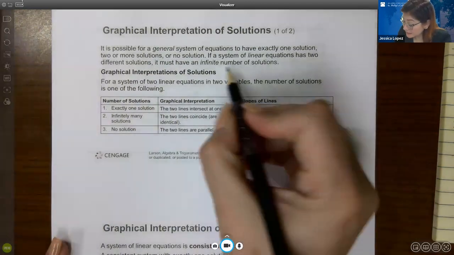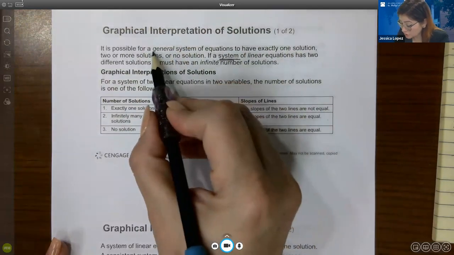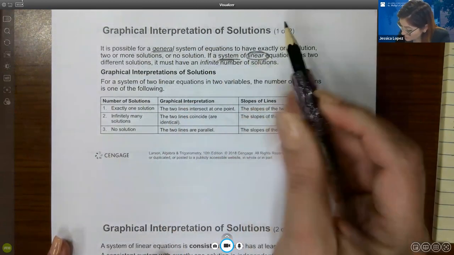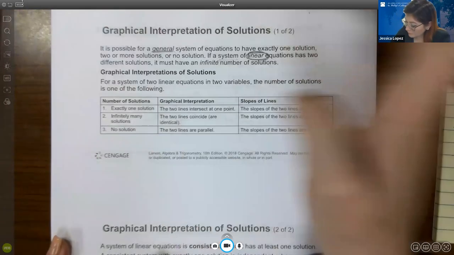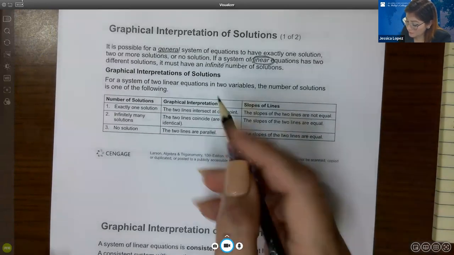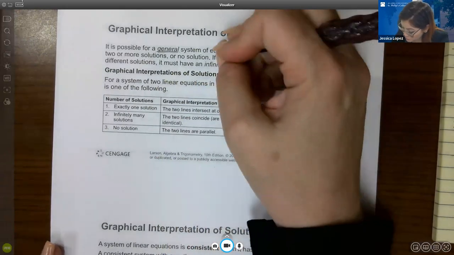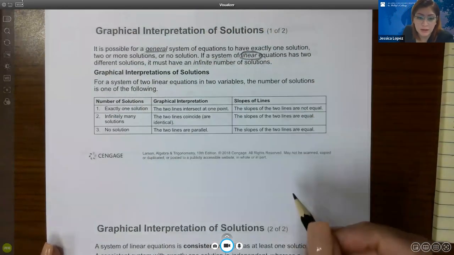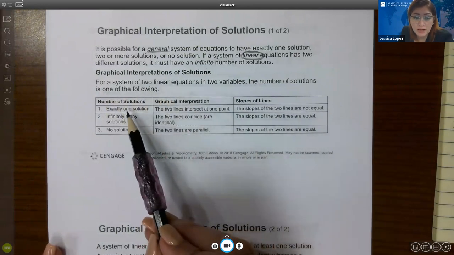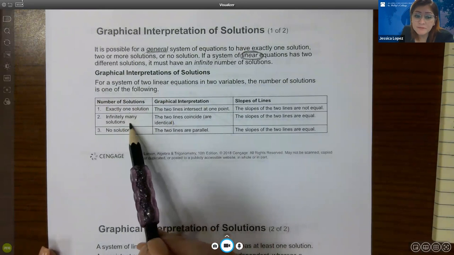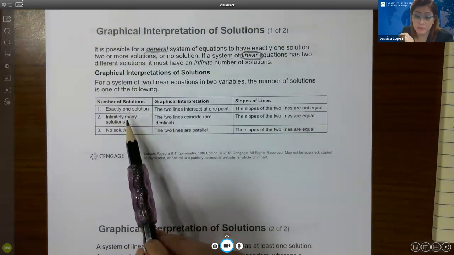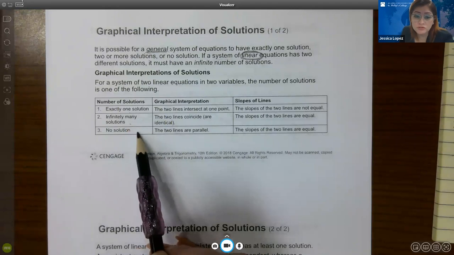If a system is a linear system, so not just any kind of system, this is general, meaning it could be linear, non-linear, who knows? But if you're specifically talking about a linear system, then you're going to have only certain kinds of solutions. So for a system of two linear equations and two variables, the number of solutions is one of the following. You're either going to have just one solution, or infinitely many solutions, but those solutions are dependent upon something, and we'll talk about those more later, or there's no solution, okay?